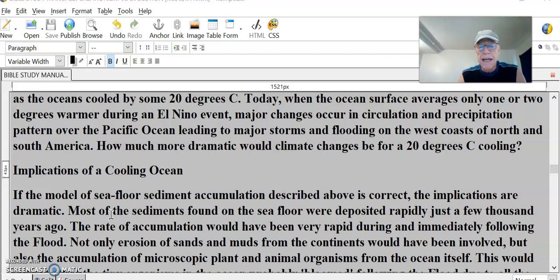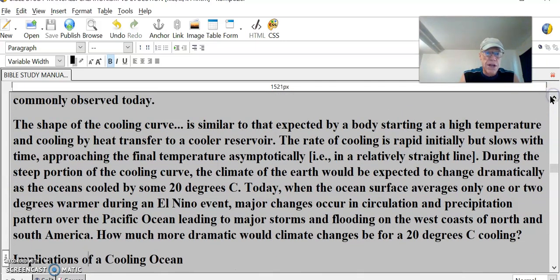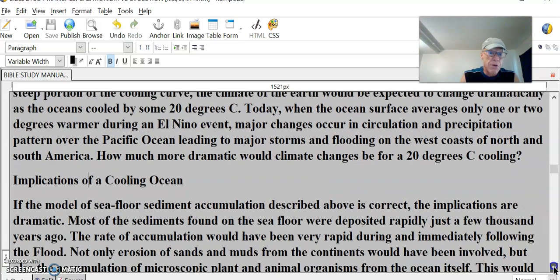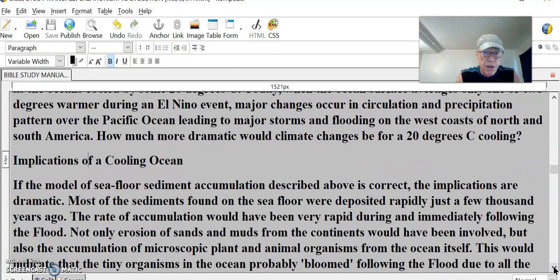We're looking at the implications of a cooling ocean in this scenario. If the model of seafloor sediment accumulation described above is correct, we have this paragraph above in the last. The shape of the cooling curves is similar to that expected by a body starting at high temperature and cooling by heat transfer to a cooler reservoir. So the implications of this cooling ocean, a rapidly cooling ocean: if the model of the seafloor sediments underneath that ocean accumulation described above is correct, the implications are dramatic.